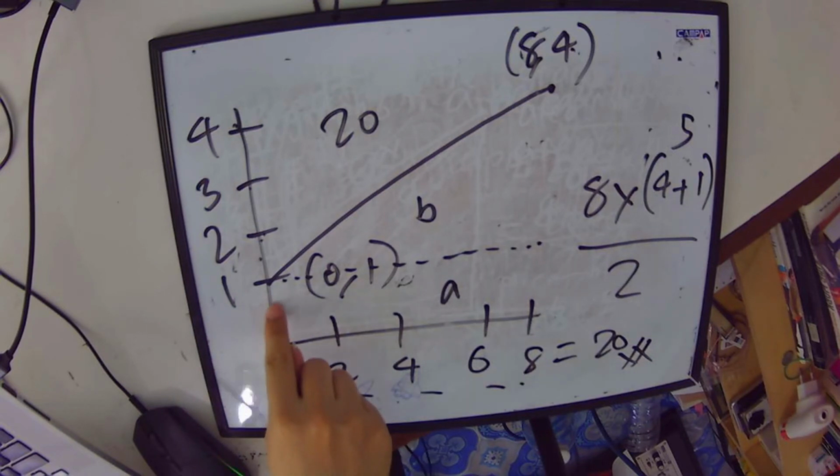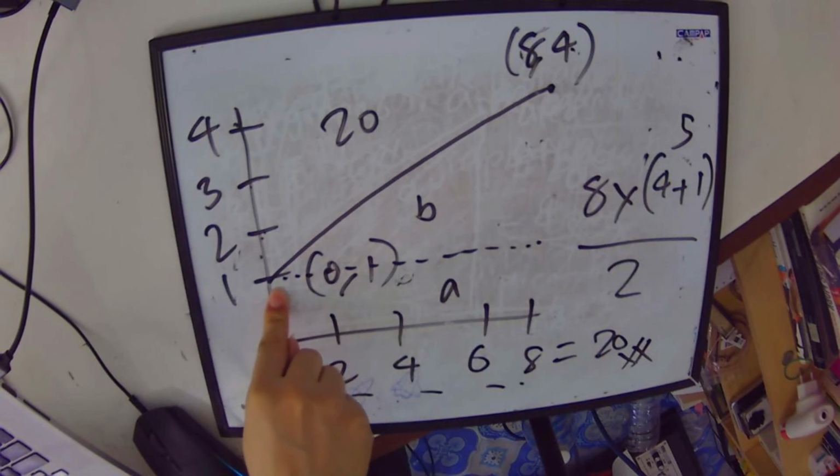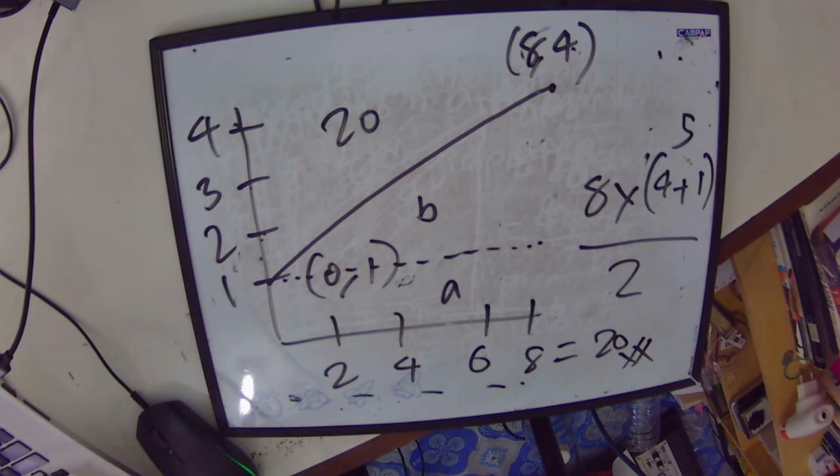So yes, when you're using a graph, you have to make sure where the line begins. Okay, you're not always starting from 0. So that's the only thing that you need to be careful with lah. Alright, so that's area on the graph.